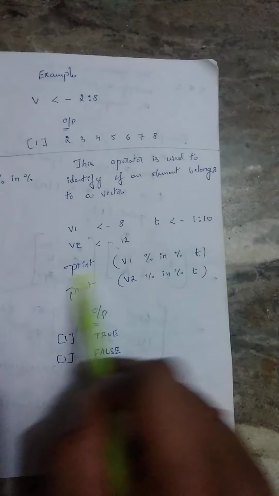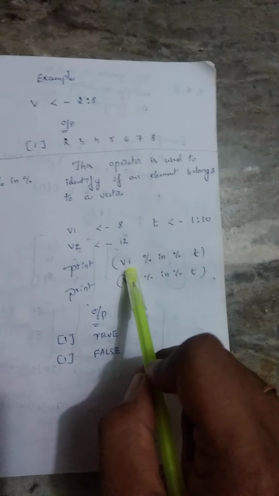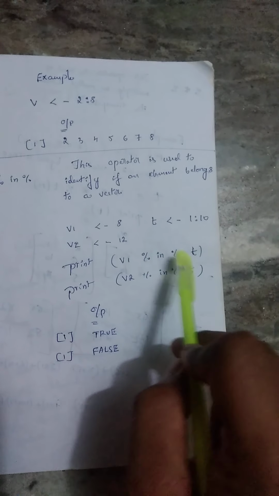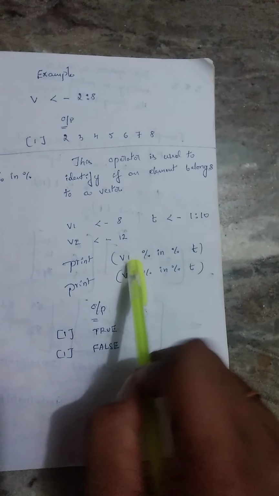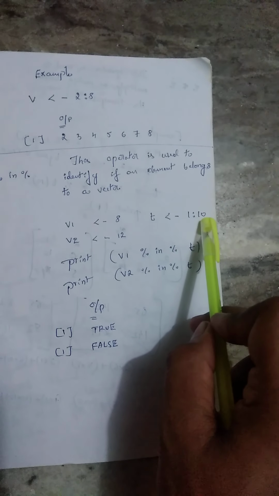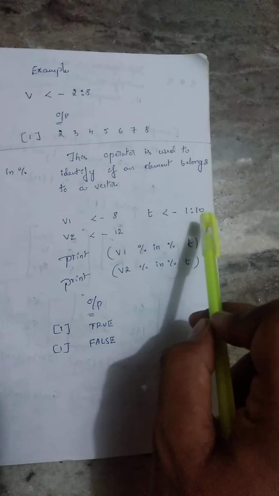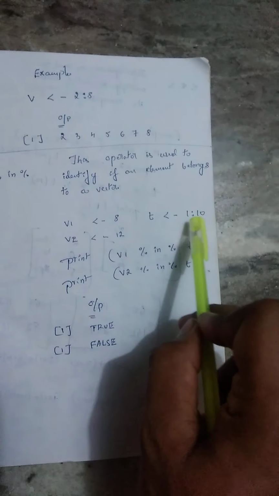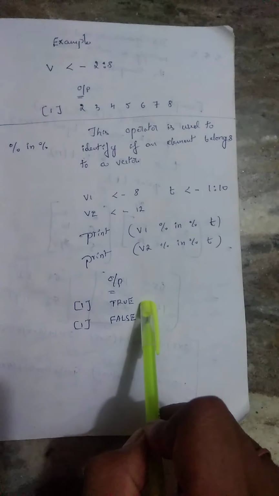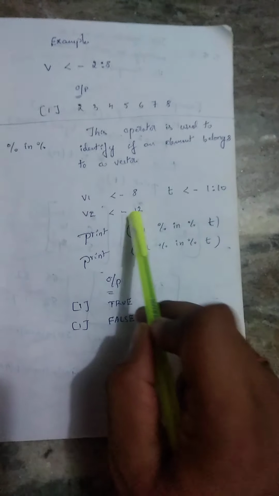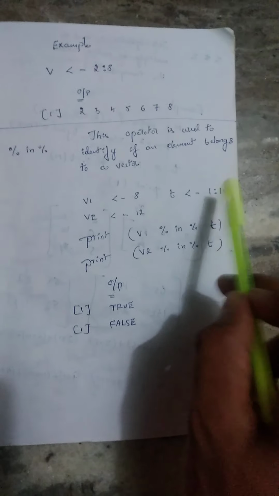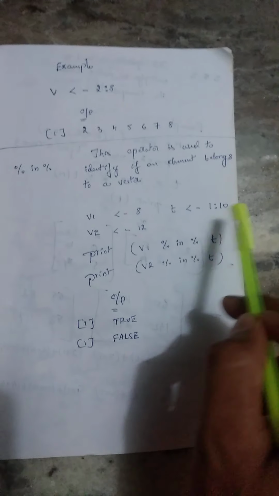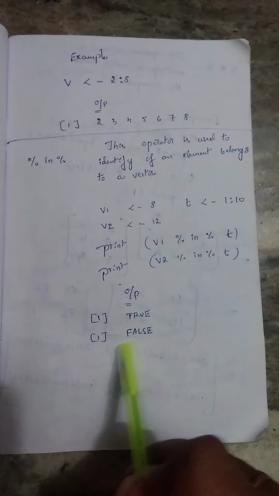We are checking by printing v1 %in% t. In v1 we have 8, and 8 is there between 1 to 10: 1, 2, 3, 4, 5, 6, 7, 8. That's why the output is TRUE. Coming to v2, 12: checking 1, 2, 3, up to 10, 11, 12 is not there. That means it is FALSE.